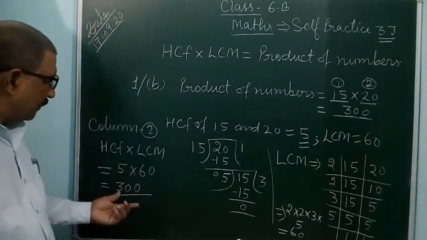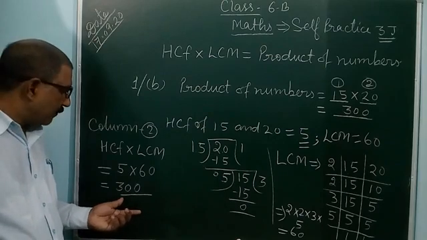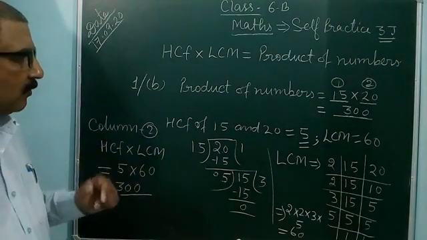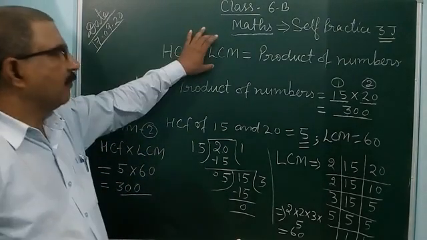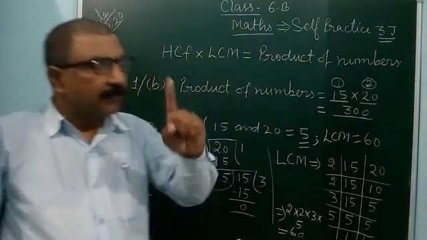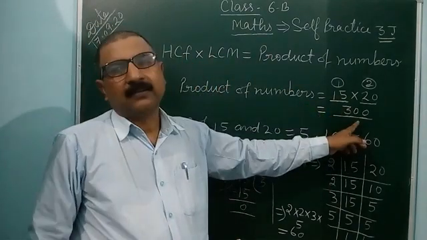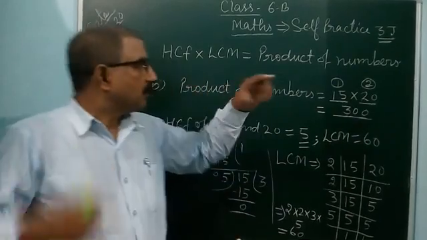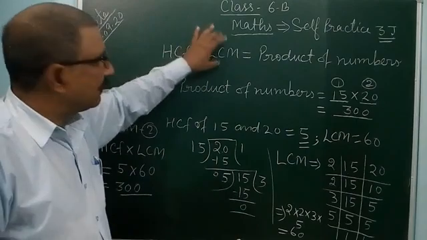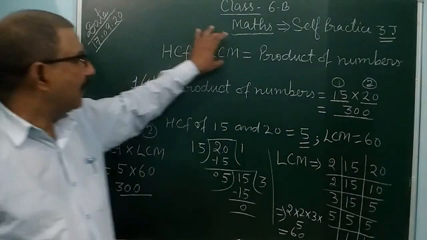So 300 will be the product of HCF and LCM. In this way, you can take HCF and LCM as the product of numbers in the same way. If you have the product of the numbers, say 300, take in your mind that this product of numbers must also be equal to the product of HCF and LCM. So there is no need to find out HCF and LCM.